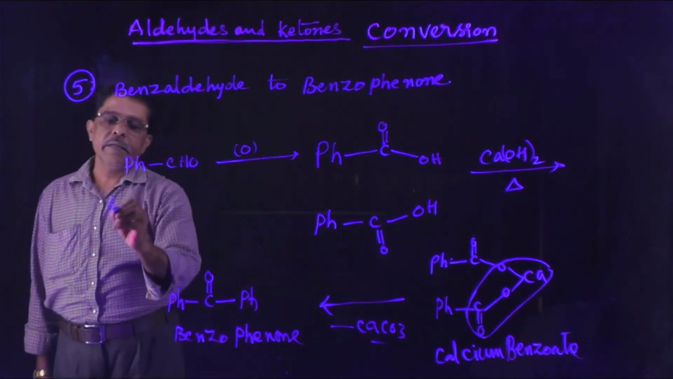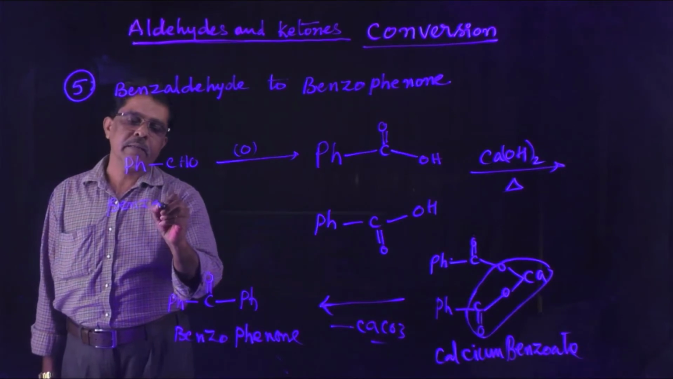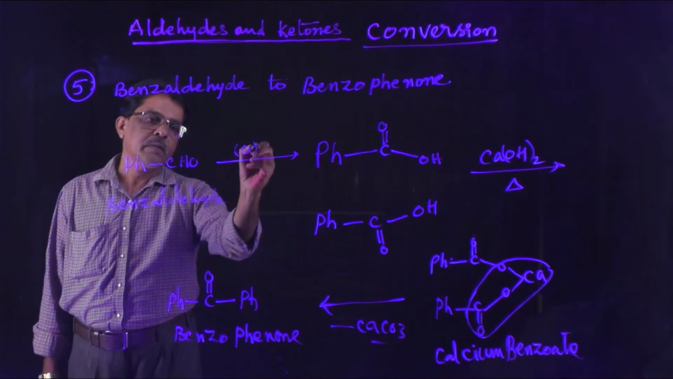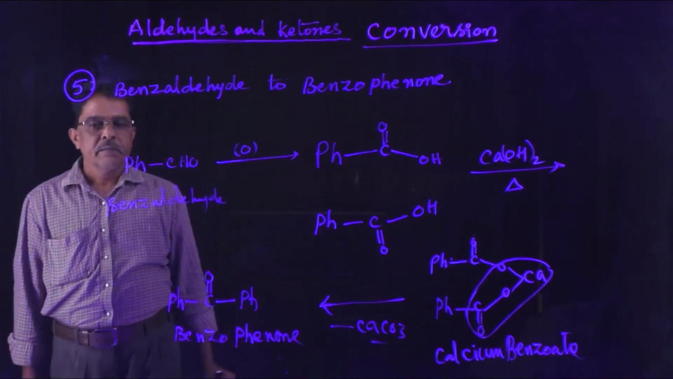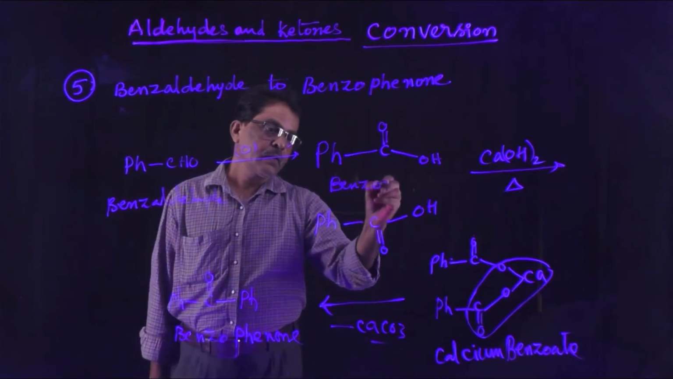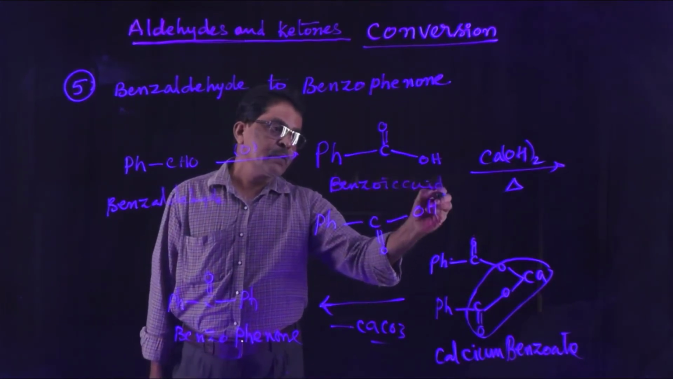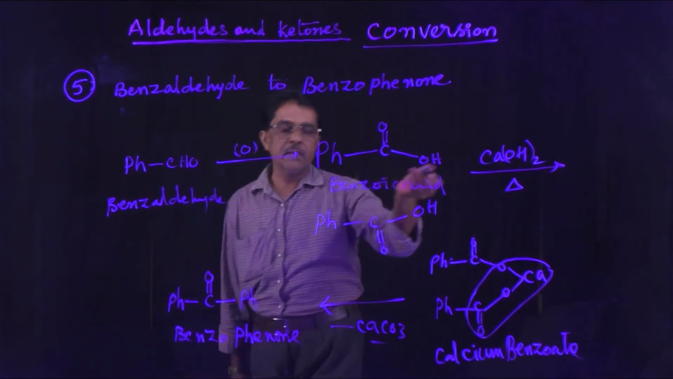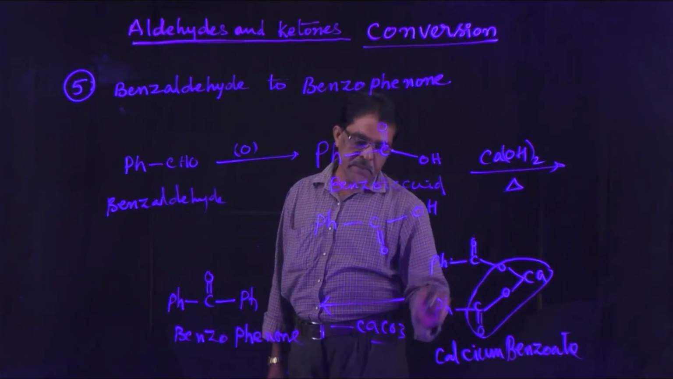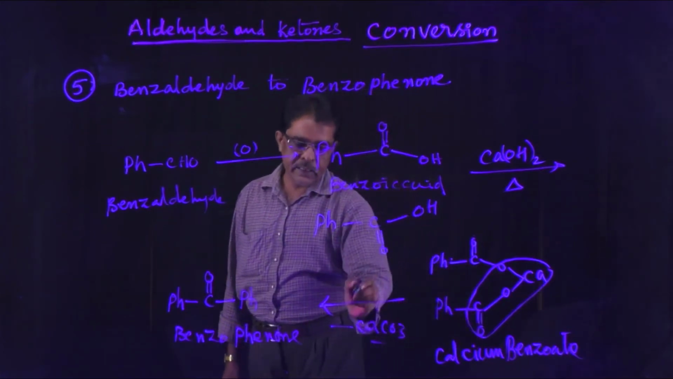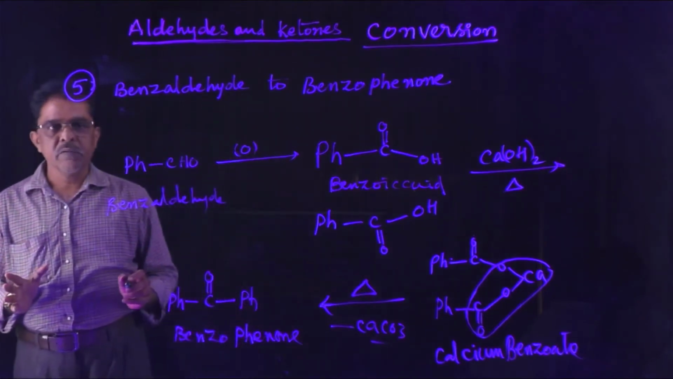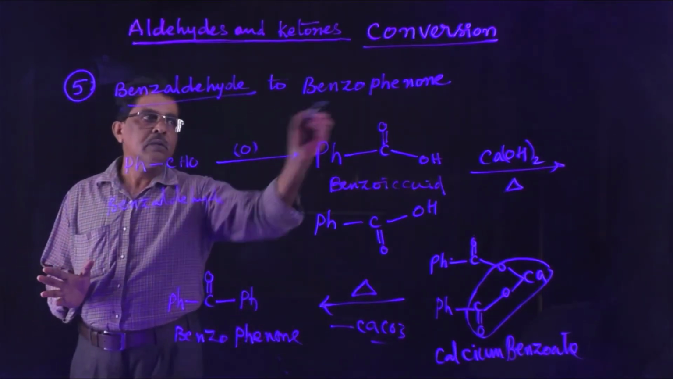So benzaldehyde, first you have to take it. This benzaldehyde is subjected to oxidation. Then you will get what? Benzoic acid. This benzoic acid, being an acid, can react with what? Base, calcium hydroxide. Then you will get calcium benzoate, which is heated, then you will get benzophenone. This is the way to convert benzaldehyde to benzophenone.